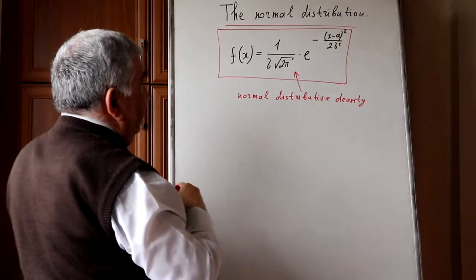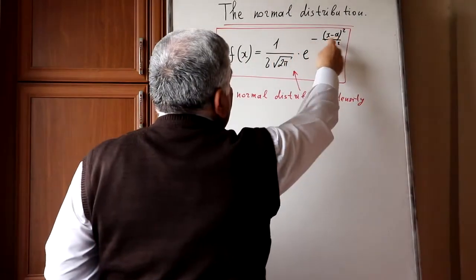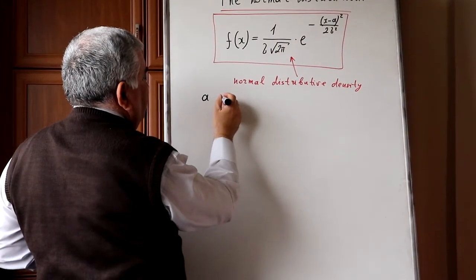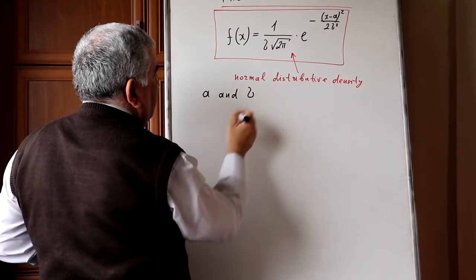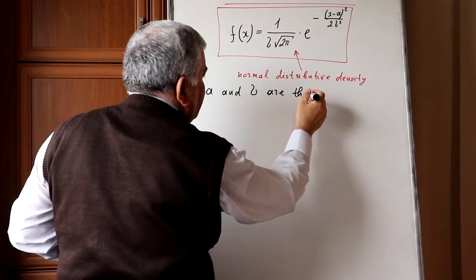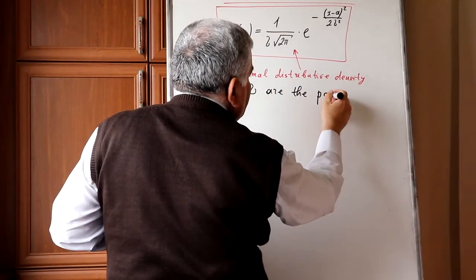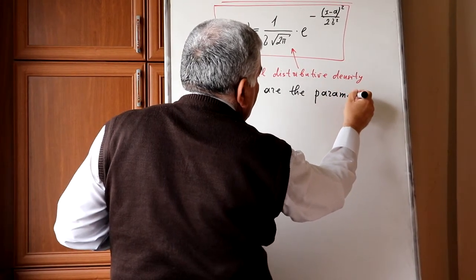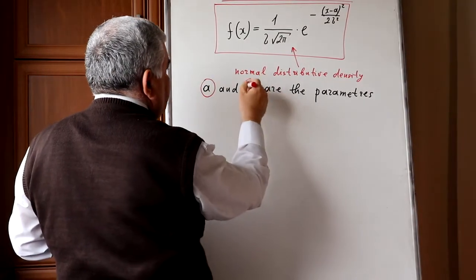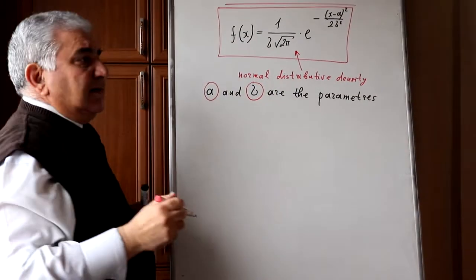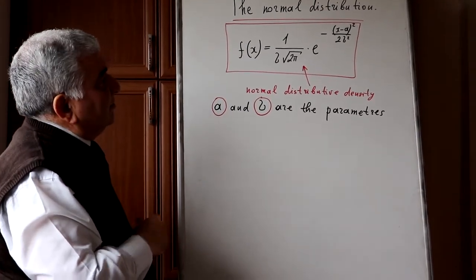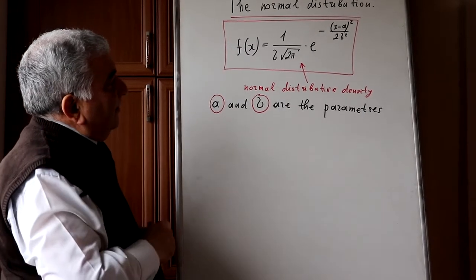Here x is variable and a and sigma are the parameters. A and sigma are the constant values, and are the characteristics of the normal distribution.